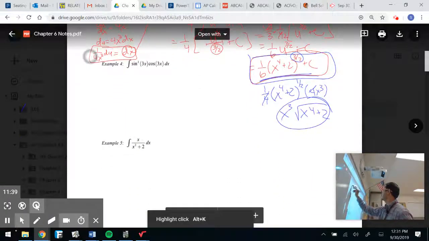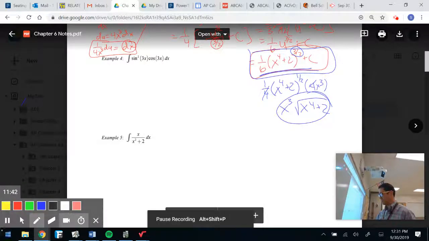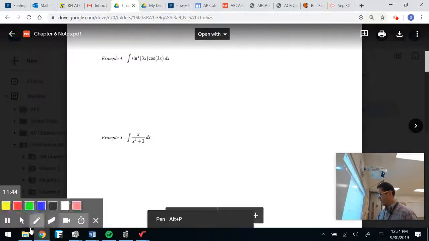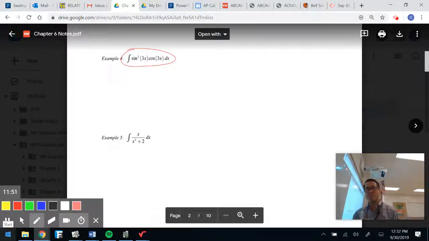Let's keep going. I definitely need some space. Ooh, this guy looks kind of tough. But all I have to do when I have a very difficult problem that looks like the composition of 2 functions is say, hey, what do I think the inside is? And a lot of you guys are going to say it's 3x. Why? Because it's in parentheses. And that's a very good guess.